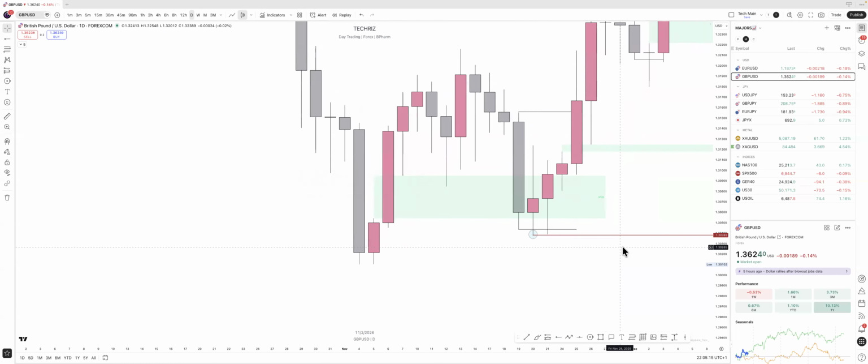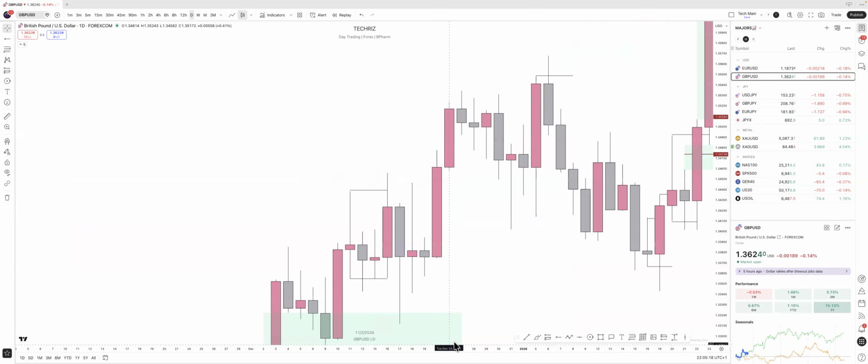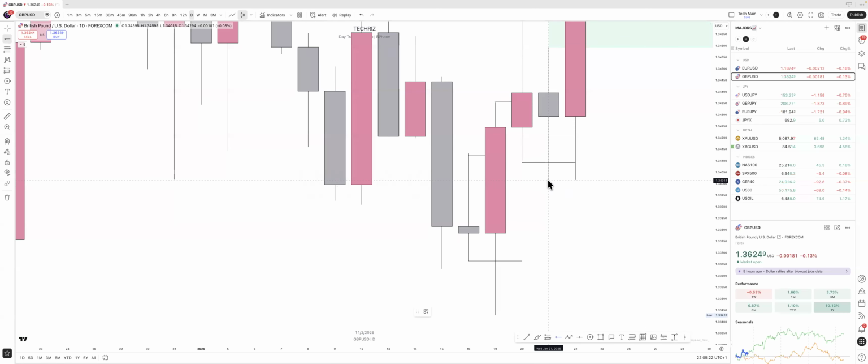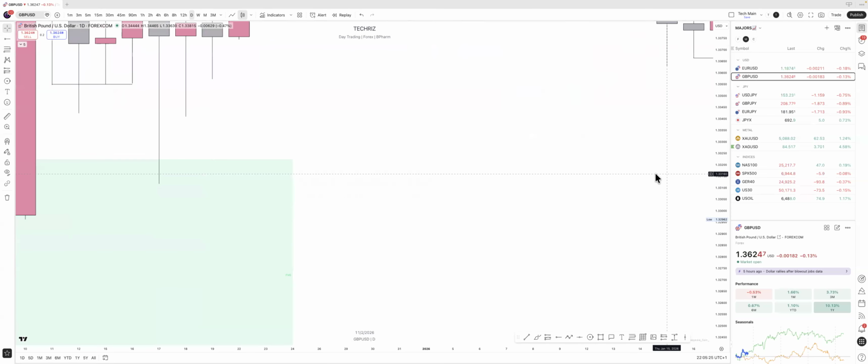Even if it likes, let it come close. The same thing that price did here. It came very, very close, but it still didn't sweep the low. Here as well. It came very close, but it didn't sweep it.